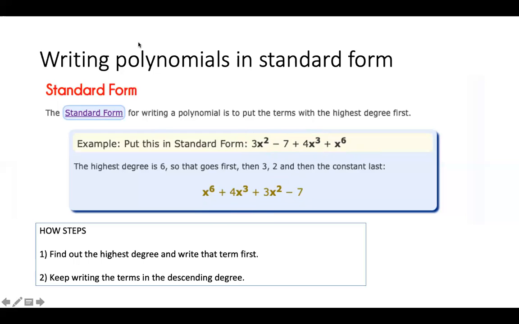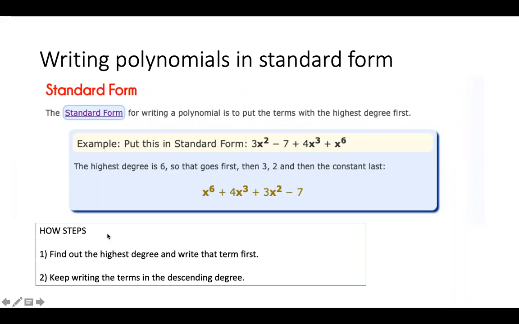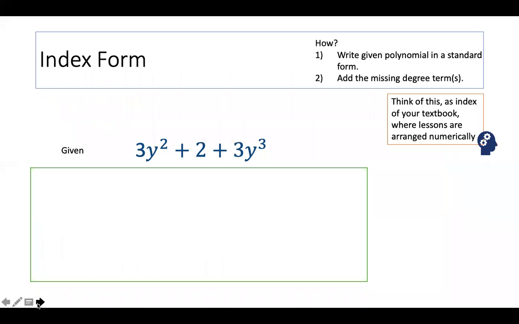Just look over here. It's nothing difficult. You just write the term with the highest degree first, and keep on writing the terms in descending order, from bigger to smaller degree. Okay, so x raised to 6 plus 4x cube plus 3x square minus 7. This particular polynomial is in the standard form. Okay, completely absorb this information. If you are confident, then keep on watching. So this is what we looked at as standard form.